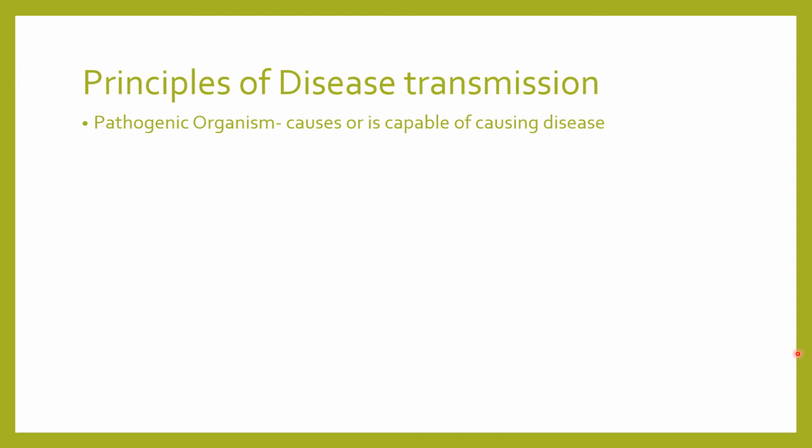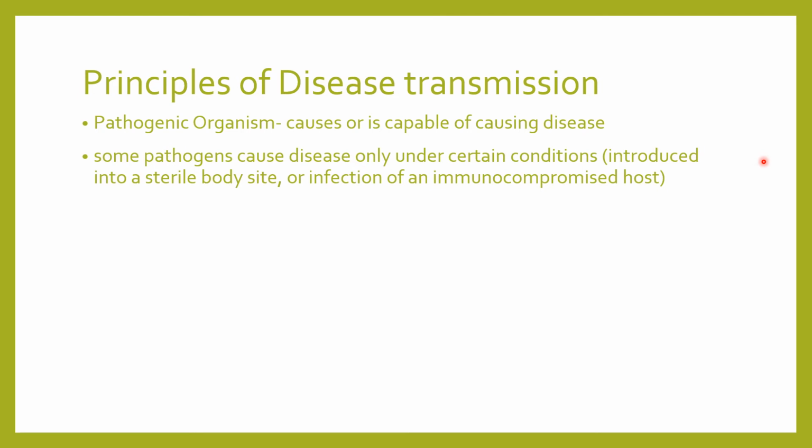So a pathogenic organism causes or is capable of causing a disease, and some pathogens cause disease only under certain conditions. There are instances that they will be introduced into a sterile body site or infect immunocompromised hosts. Why? How can you explain this one? Because, do you agree that we are more of a bacterial colony rather than humans? Because the number of bacteria outnumbers our human cells. So we really are walking colonies of bacteria.